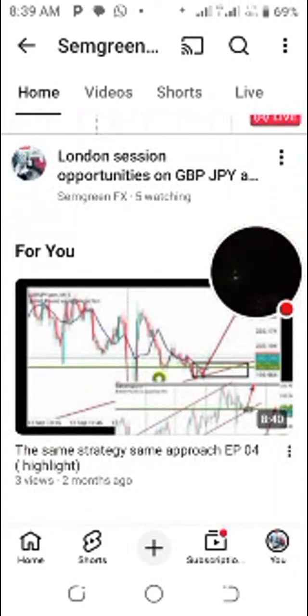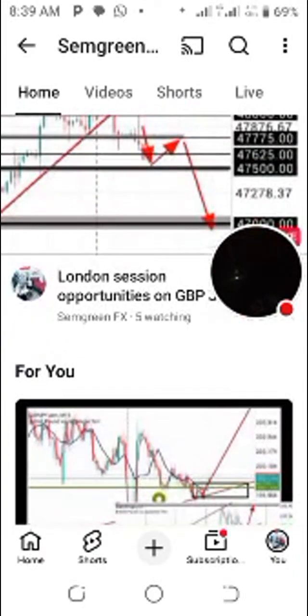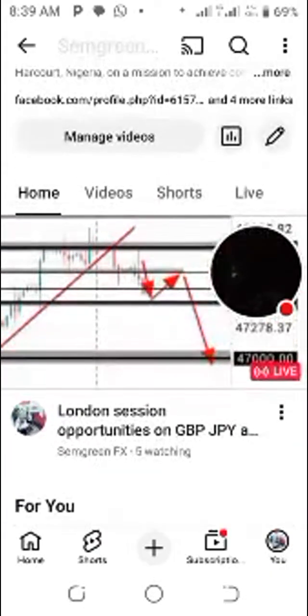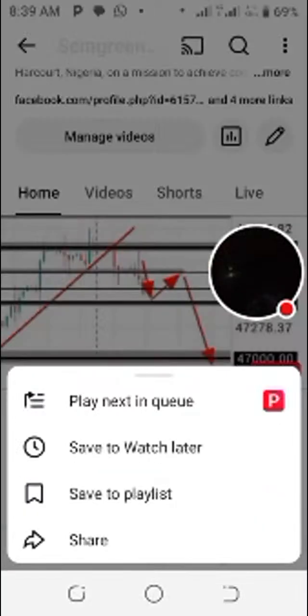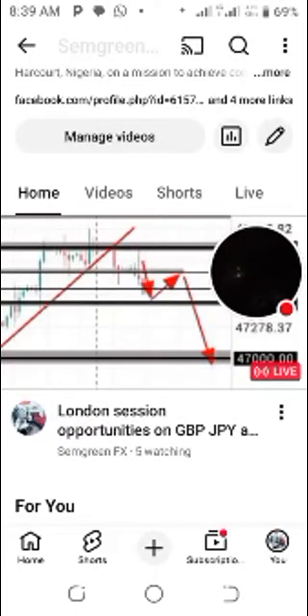While we are still waiting, because I'm still waiting, I want to see what the market is going to do on the chart. So still waiting.